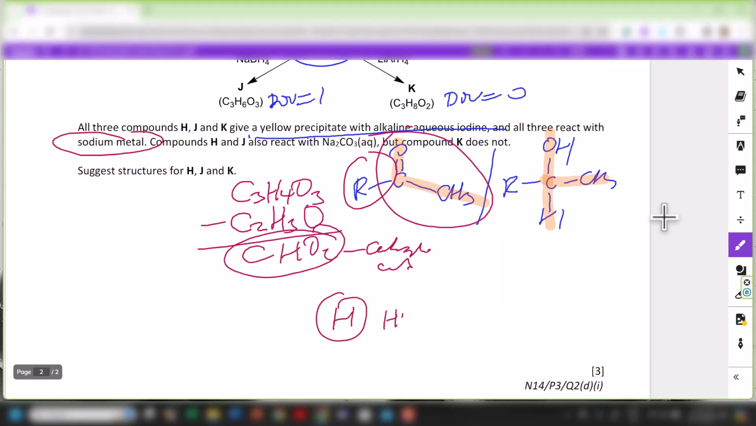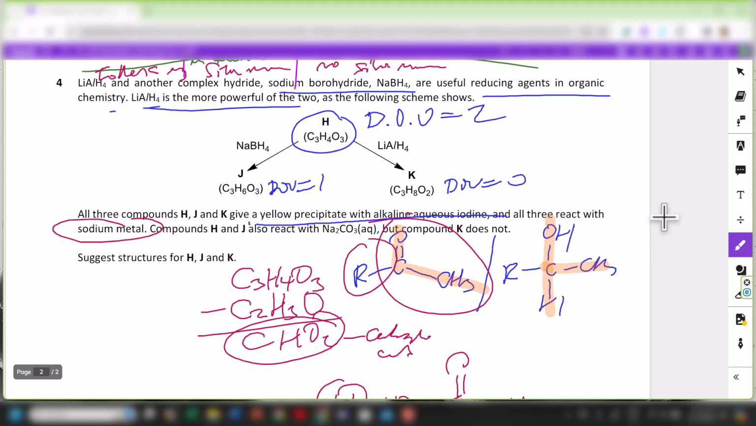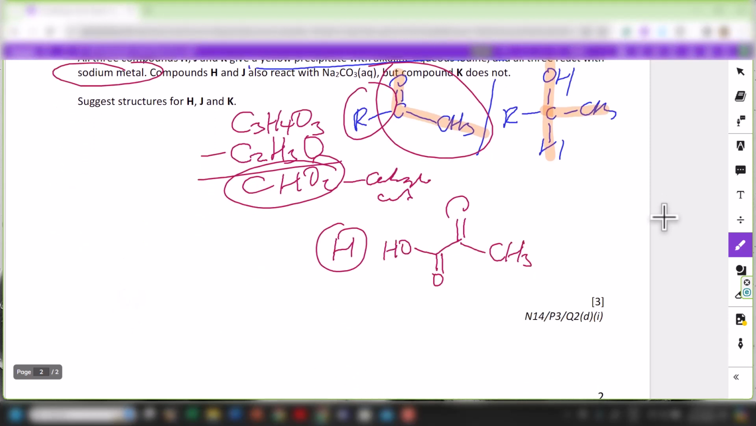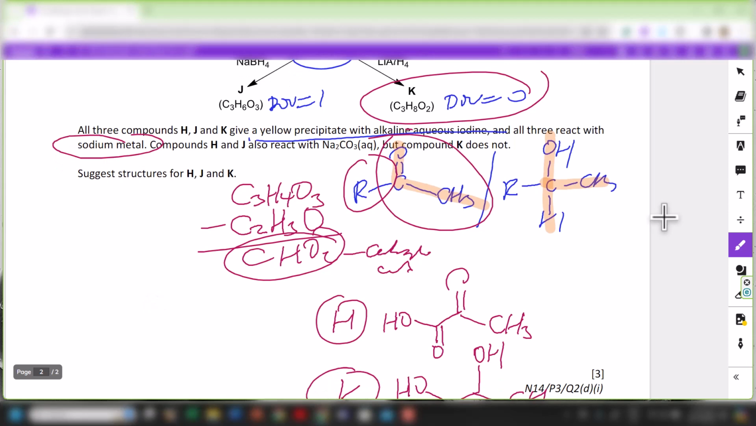So H will look like this. Okay, so this is H. And we are familiar that K is saturated. So therefore, from H to K, lithium aluminum hydride not only reduced the methyl ketone to methyl alcohol, but it also reduced the carboxylic acid to a primary alcohol. So that's 3 carbons here, and then 2 O's, and then 3, 4, 5, 6, 7, 8 hydrogens, which fits the formula C3H8O2.